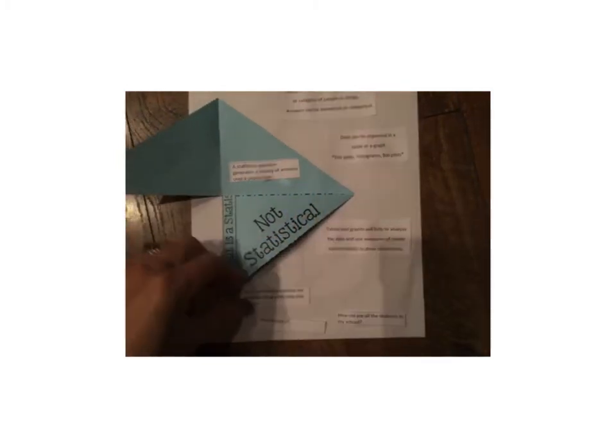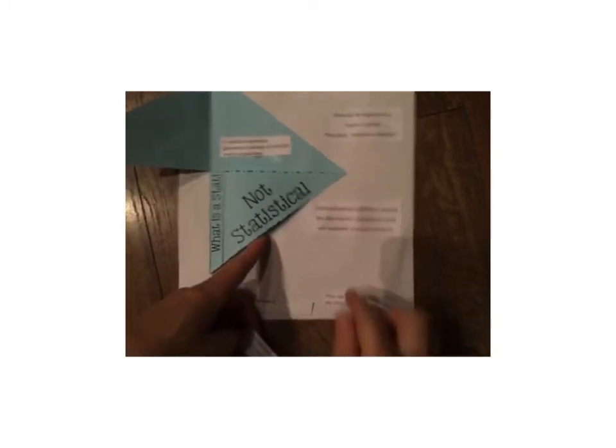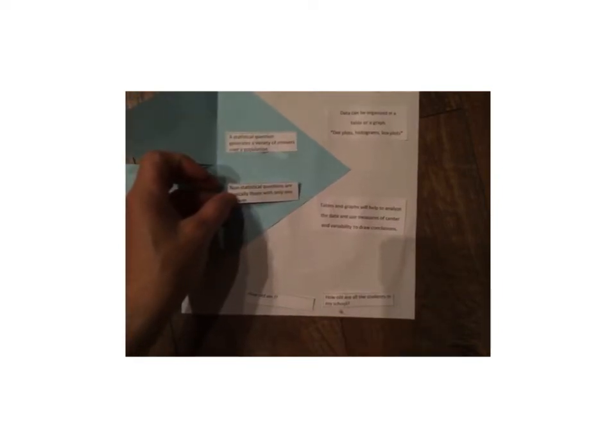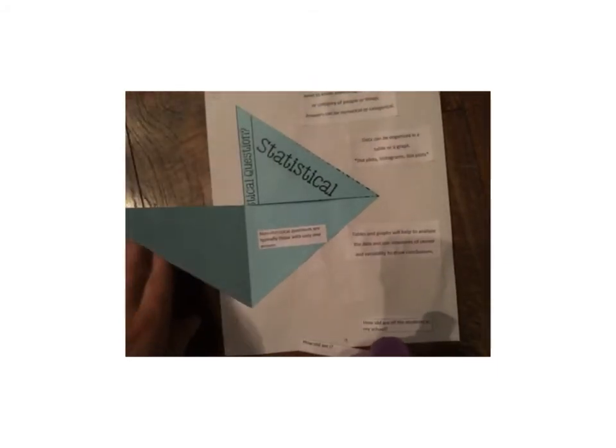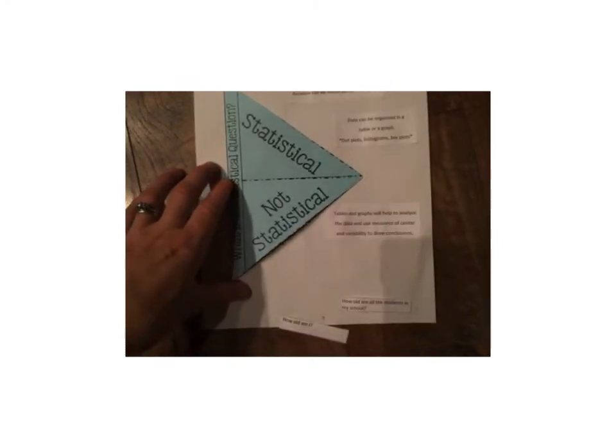Then we're going to take and glue in non-statistical questions. They are those with only one answer. And we'll go ahead and glue that down here. Now we need to decide which question is statistical and has lots of answers, and which one is not statistical and only has one answer.